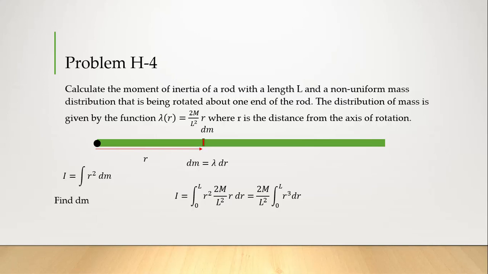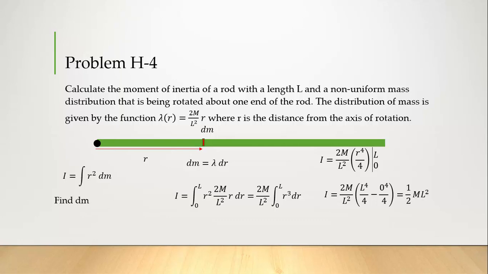So if I plug that in there, what I end up with is the integral from 0 to L of r squared times 2m over L squared r dr. The 2m over L squared is just all a constant. It can be pulled out. If I integrate that, it looks like I get r to the 4th over 4. Well, if I substitute L and 0 in there, I end up with 1/2 mL squared.